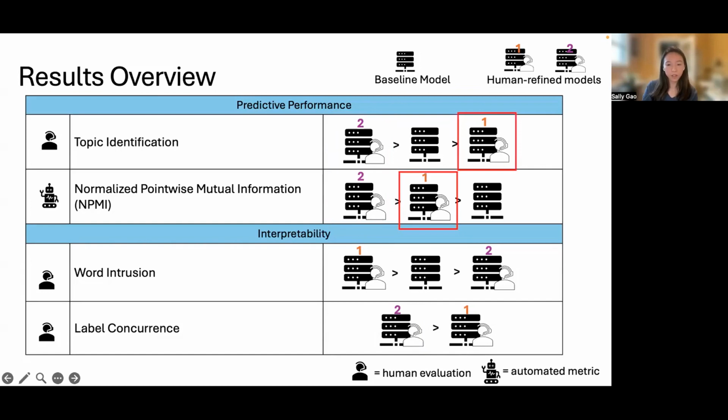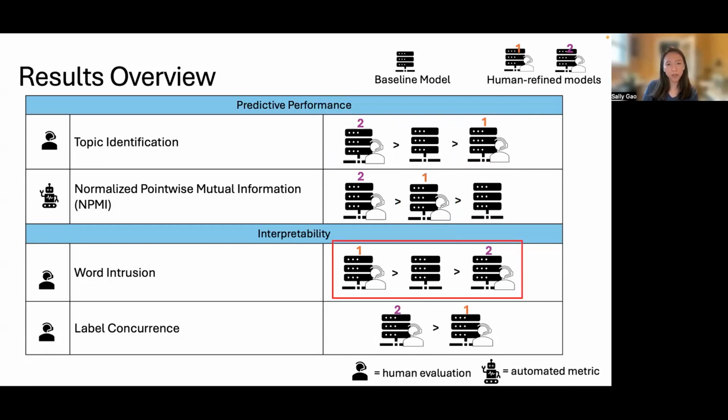On the other hand, the other human refined model, Model 1, performed poorly on prediction, especially on topic identification, where it was worse than the unrefined baseline. Moreover, we saw more inter-annotator conflict for this model than the unrefined model and Model 2.